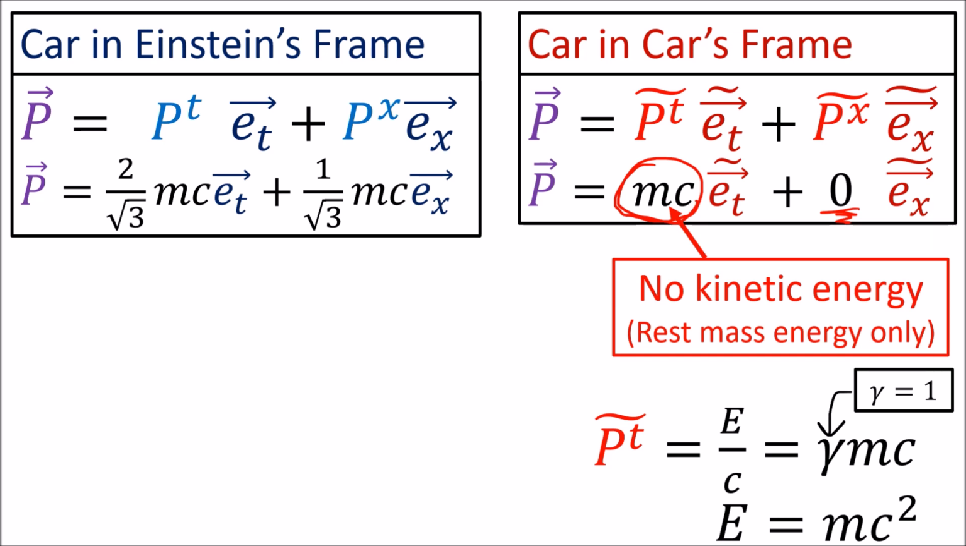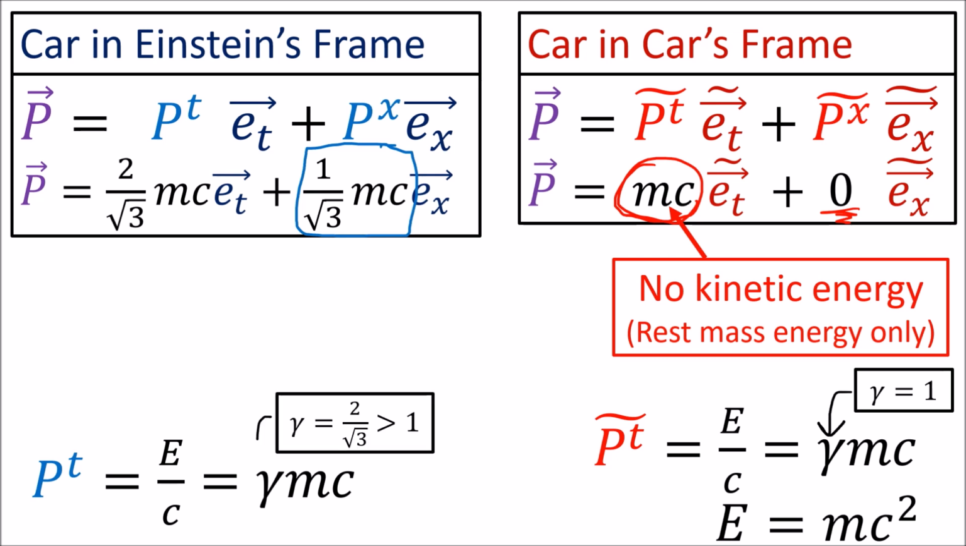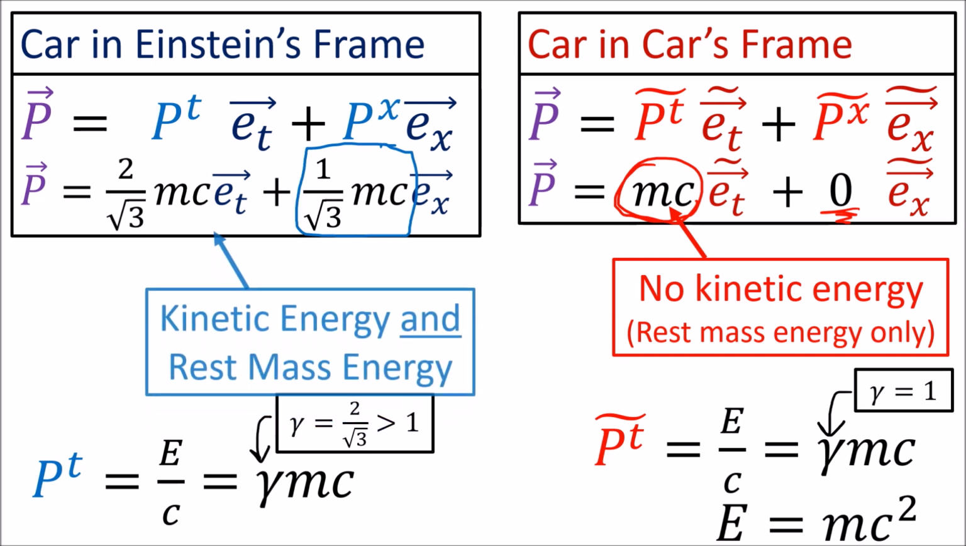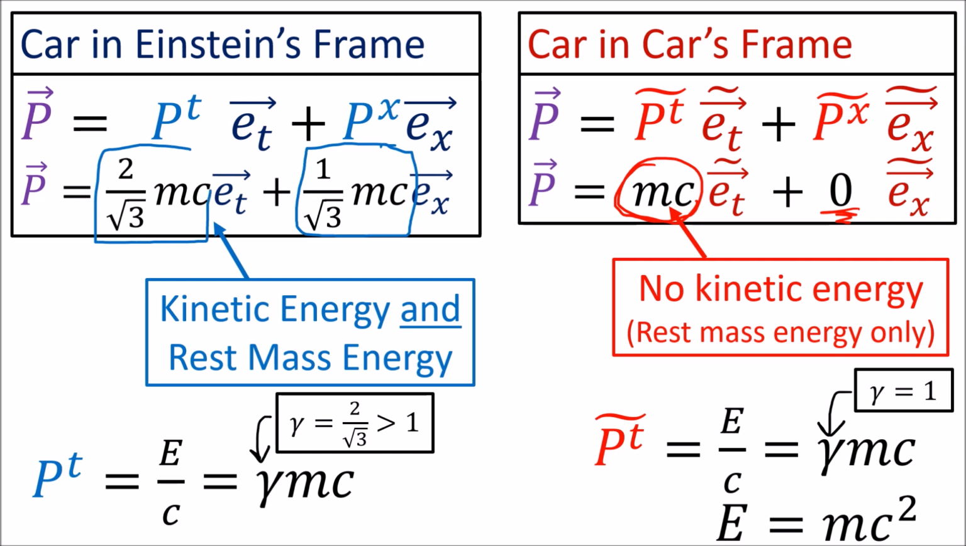According to Einstein, the car is moving. We can see that the car does have some momentum in the x direction. The time component of the four momentum, the energy, has also increased, because gamma is greater than 1 for a moving object. This means that the car has both rest mass energy and kinetic energy from its motion.